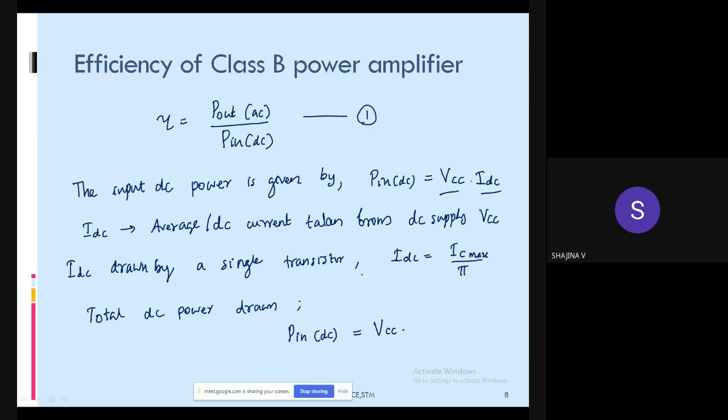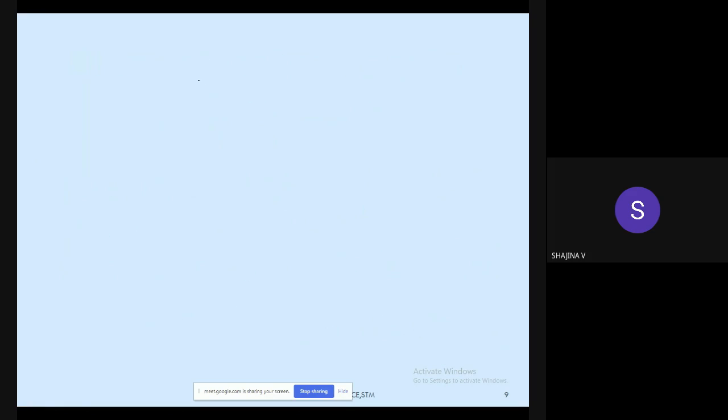From a single transistor, we can get IC max divided by pi. We are using two transistors here, so we can say it is 2 into IC max divided by pi. So our IDC is equal to 2 into IC max divided by pi. This is our input DC power: 2 into VCC into IC max divided by pi. Now coming to the AC output power.